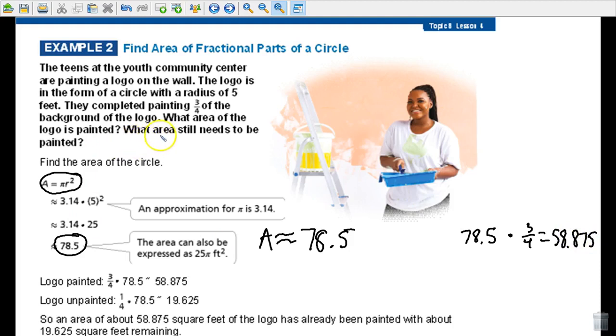Then it asks for what area still needs to be painted. That would be 1/4. So then we would take 78.5 and multiply it by 1/4. And if you don't know, that is 0.25. So 0.25 times 78.5 equals 19.625. So 58.875 square feet have already been painted. Now we just need the last 19.625 square feet to be painted.